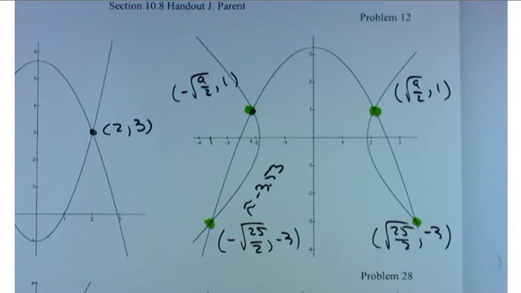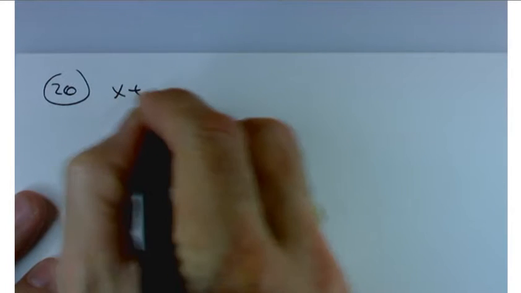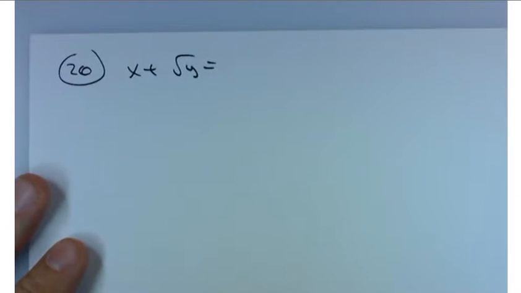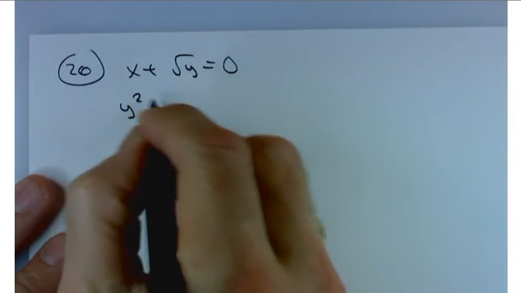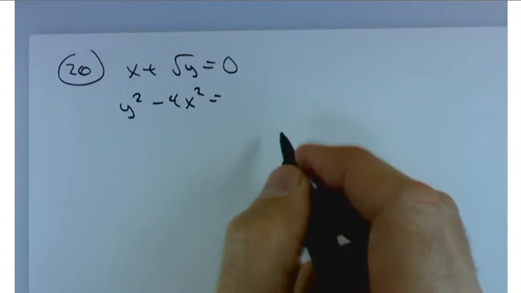All right. How are we looking on the first two? Let's do a few more. In fact, 3 more and we can finish out the section. So let's try problem number 26. So x plus the square root of y equals 0, and y squared minus 4x squared is equal to 12.